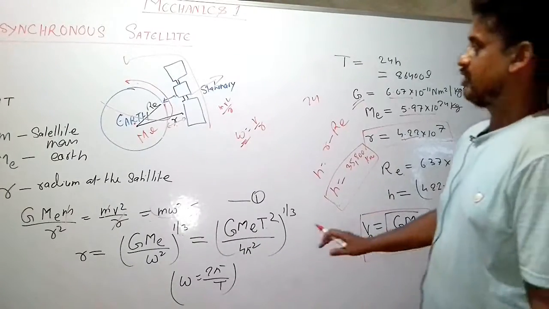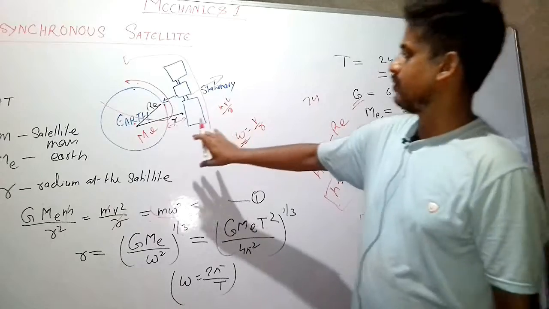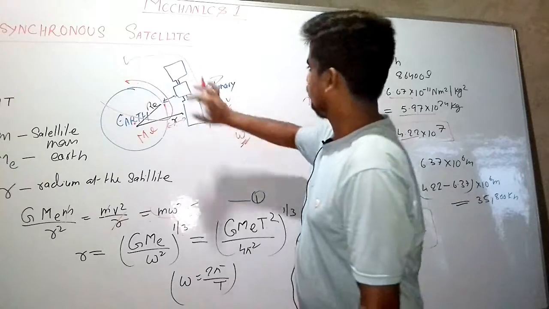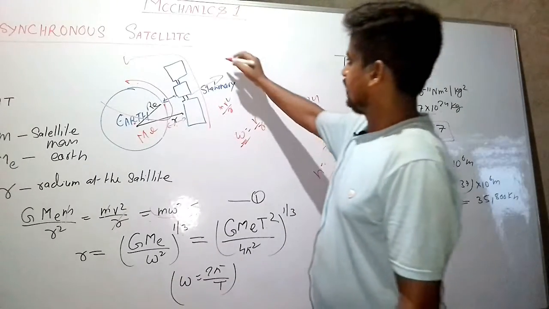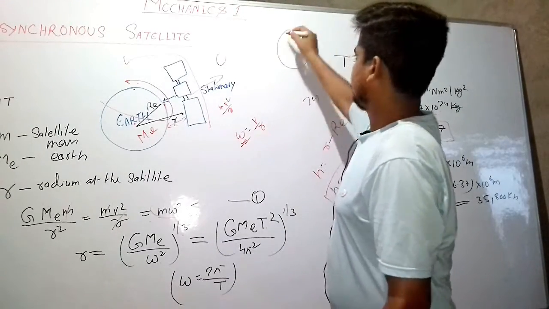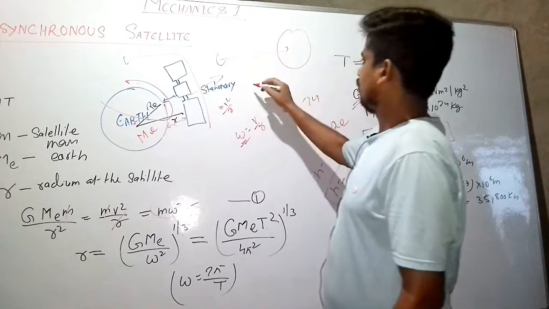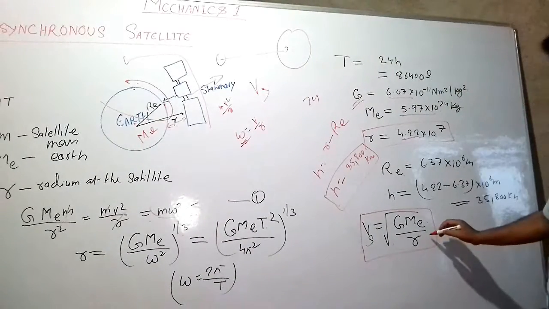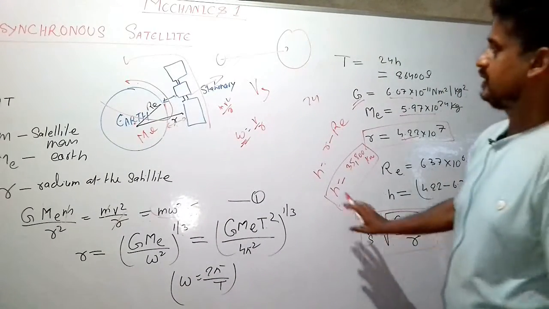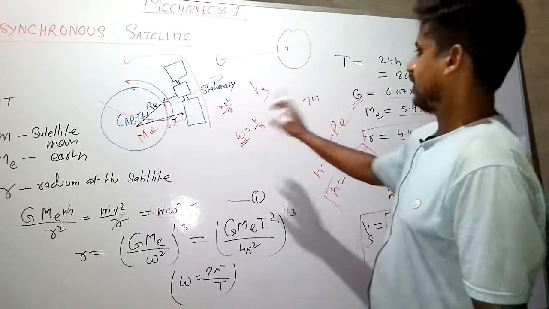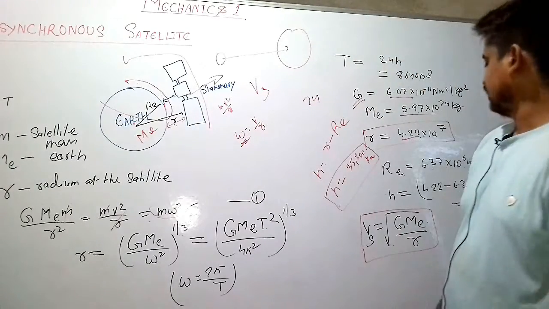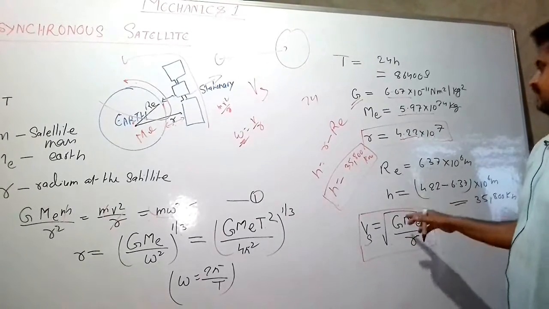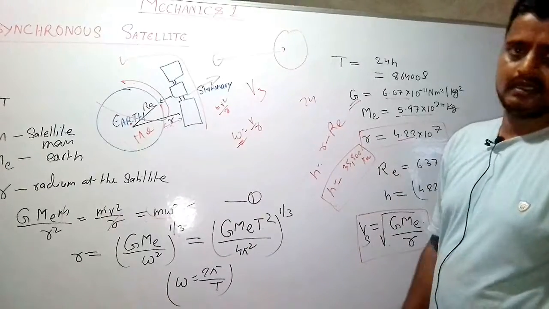It means the velocity of any satellite which is revolving around the Earth does not depend on the mass of the satellite. Suppose there is a small satellite and there is a big satellite. Both will revolve with the same velocity around the Earth, because the velocity of any satellite doesn't depend on its mass. So this is the velocity of the geosynchronous satellite and its height from the surface of the Earth.